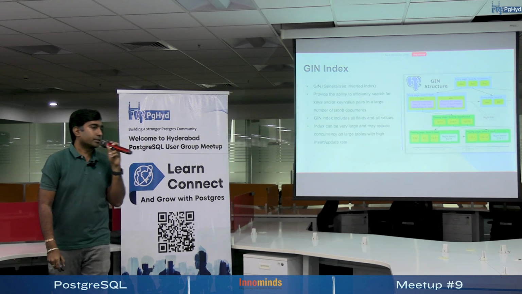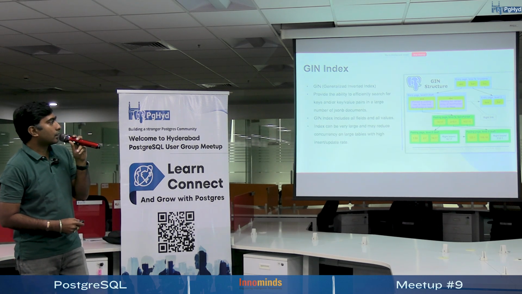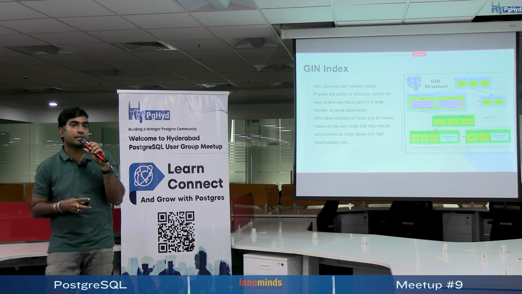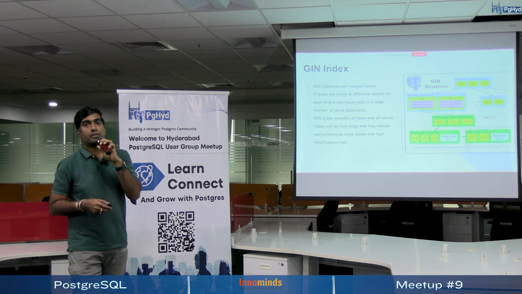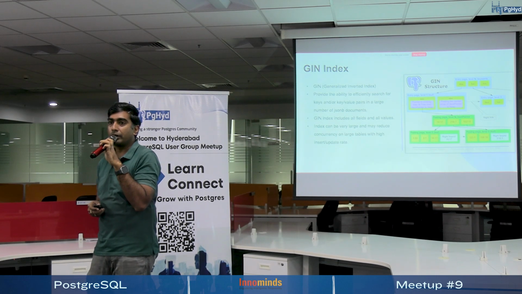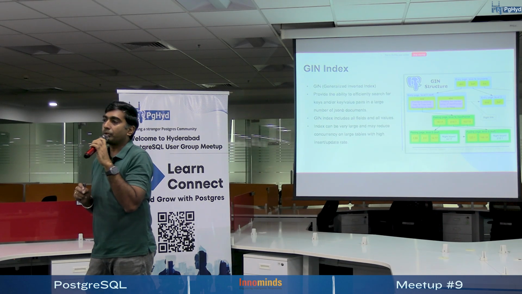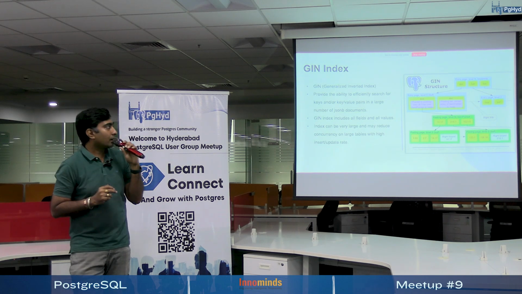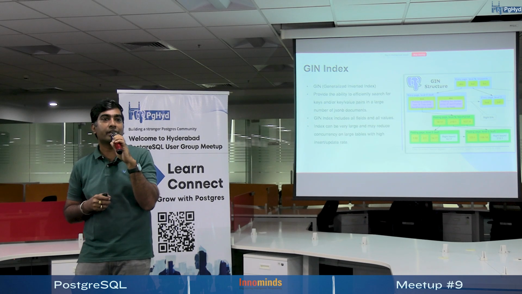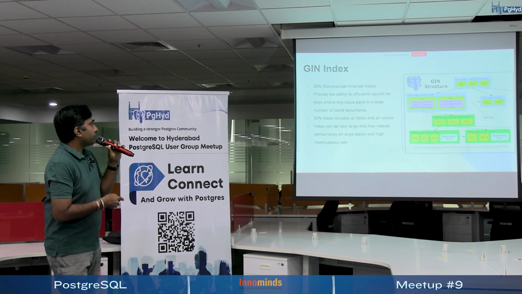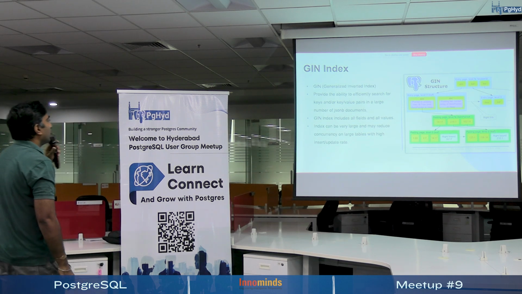Okay, coming to the GIN index. So we talked about the B-tree index, and how the B-tree index is well suited for the JSON or JSONB type. Now we come to the GIN index. GIN index gives very optimal performance for certain use cases. It doesn't mean that we have to enforce and create the GIN index on JSON and JSONB type columns. Here, GIN stands for generalized inverted index.